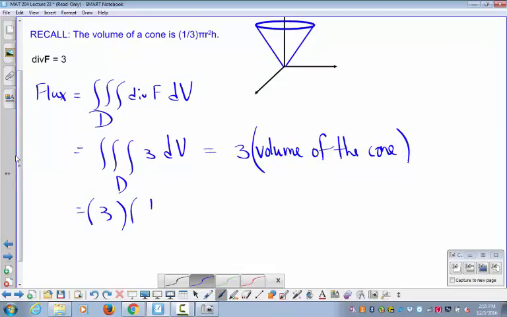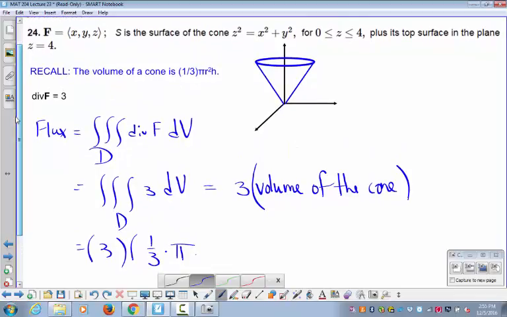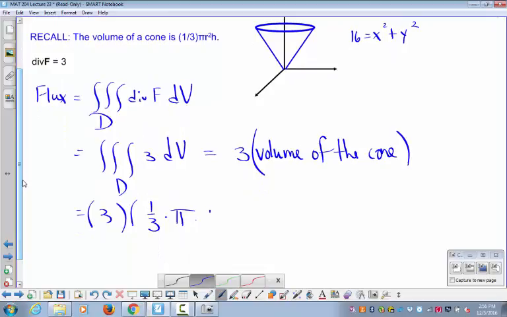That's 1/3 times pi times r squared h. So what's r squared here? 4. So z is going all the way up, 0 to 4. So this top circle up there is going to be 16 equals x squared plus y squared. So the radius will be 4, and the height will also be 4. So we just have to make sure we're getting the 4s from the right place. So we end up with 64 pi.